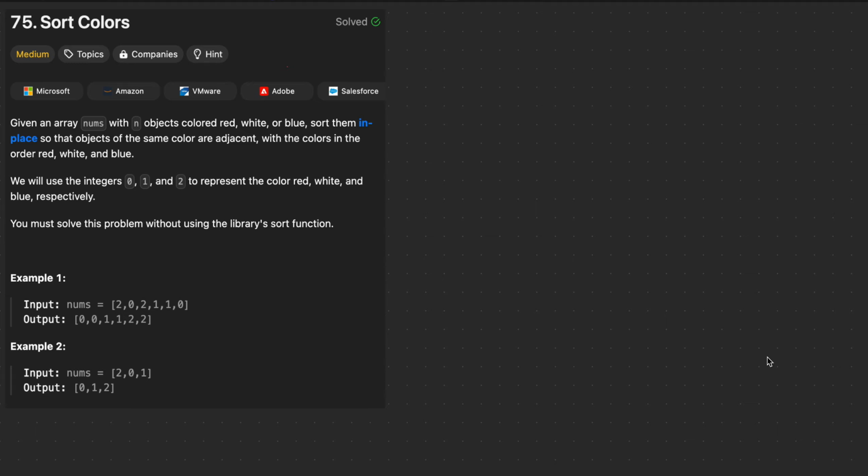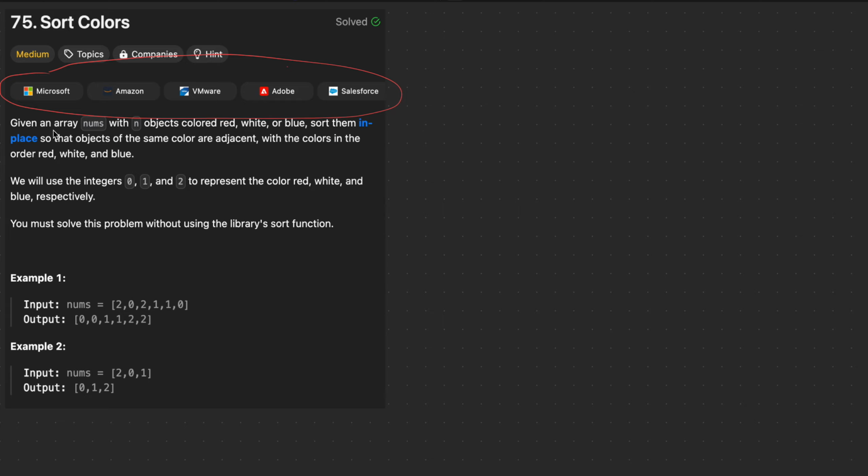So, hello guys, today we will be solving Leetcode question 75, which is sort colors. So, first of all, what is the question saying? And as you can see, this question is asked in multiple tech companies in the coding interview.